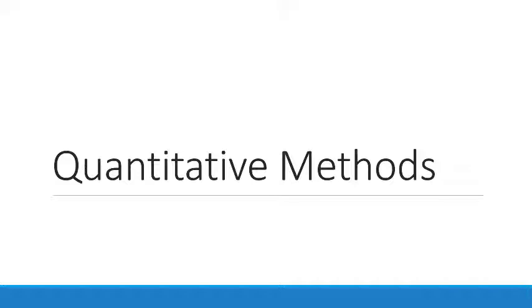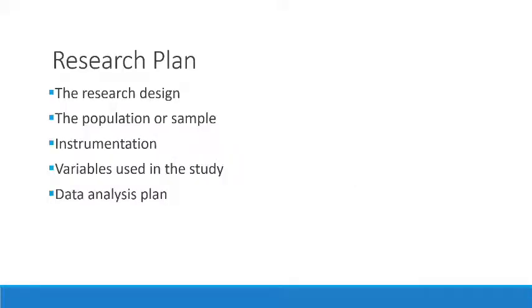Okay, let's switch gears a bit and look at quantitative methods. After doing the literature review, each quantitative study needs a research plan. This consists of the design, a description of the population or sample of subjects used, any instrumentation used, measurements, the variables measured, and the plan for data analysis. We're going to now look at each of these in more detail.